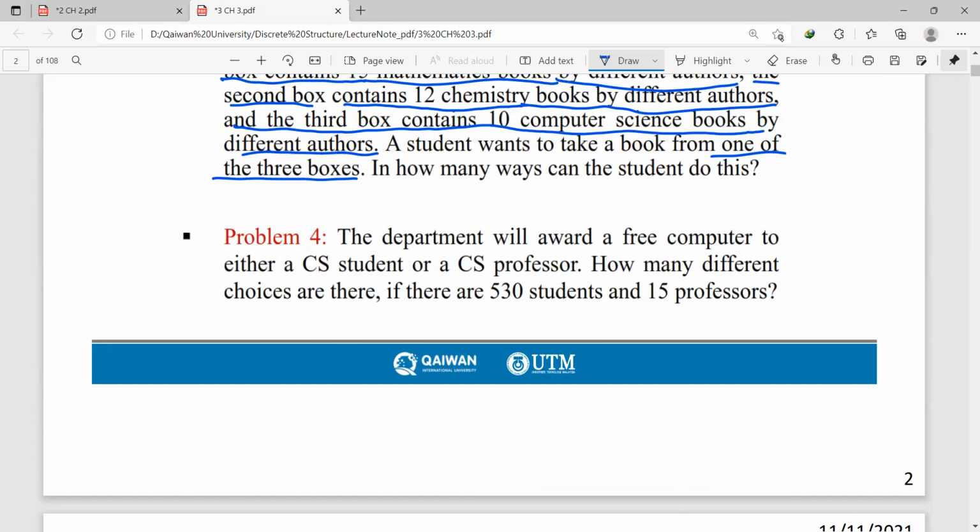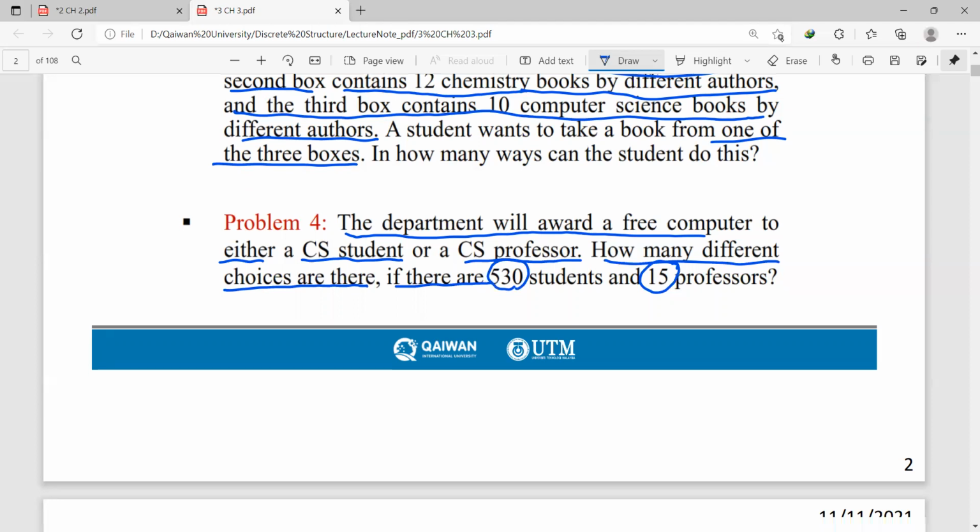And also problem 4 says, the department will award a free computer to either a computer science student or a computer science professor. How many different choices are there if there are 530 students and 15 professors? So in how many ways can we give this computer to one of them, a professor or a student, such that we have 530 students and 15 professors? It's also about finding the number of ways.